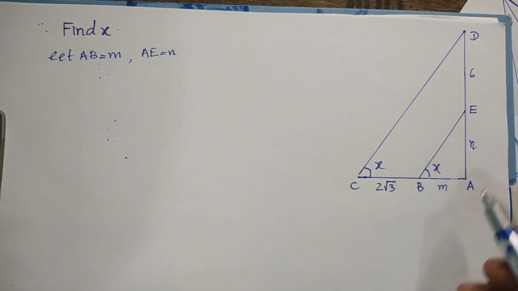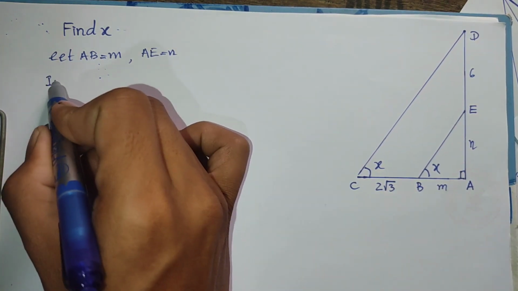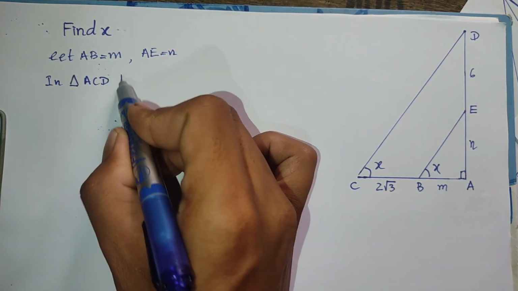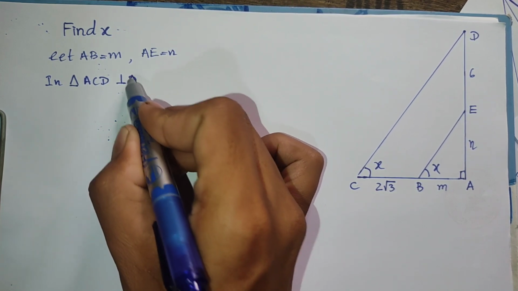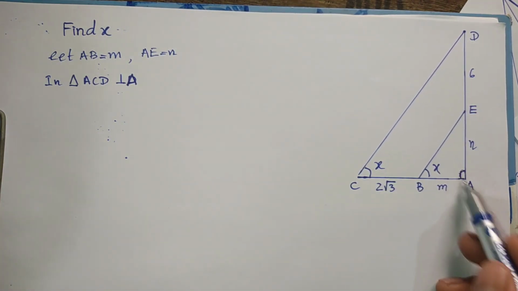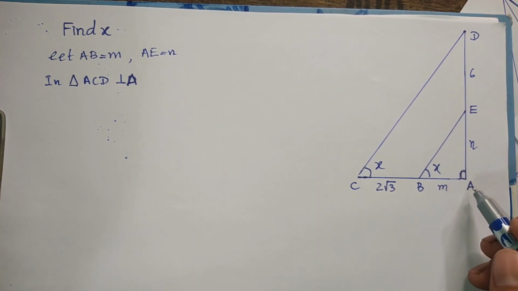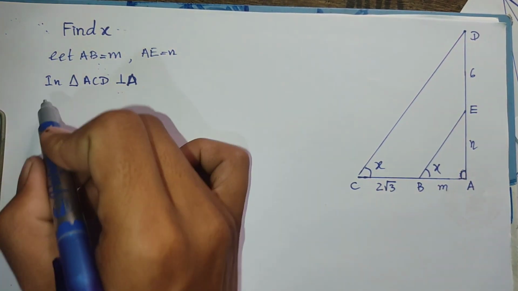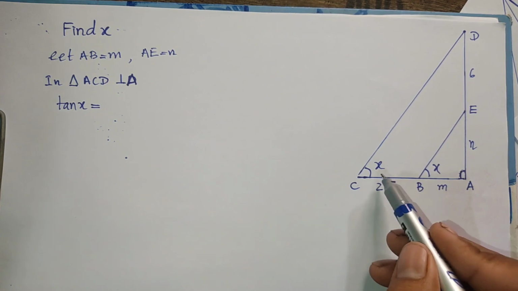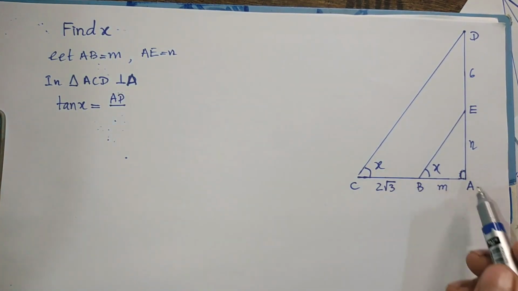So we see that the triangle ACD is a right triangle at A. Now if we take the tan of h, tan h is equal to AD divided by AC.